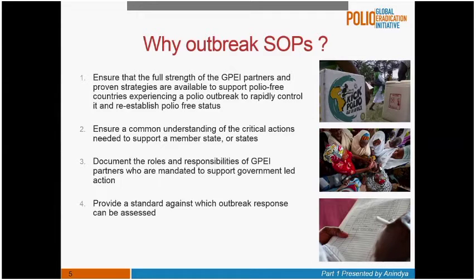So there are several others. I just mentioned the key ones. So that is where we mark ourselves, we evaluate ourselves, and that is the whole purpose of the standard operating procedures.